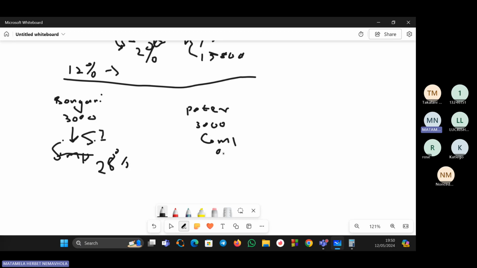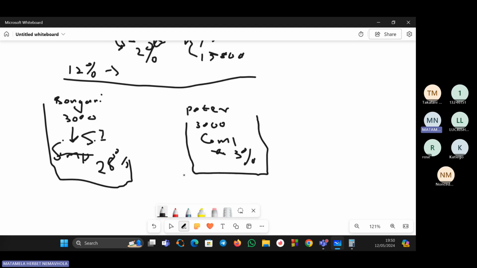Then the question will ask you, who will have more money after 3 years? The only thing you need to do in this question is first calculate using simple interest. You find the accumulative amount for Bongani. Then you calculate the compound interest for Peter. After that, when you are done, you compare the amounts that you get. Then you decide, it's either Peter or Bongani. That's how simple it is.